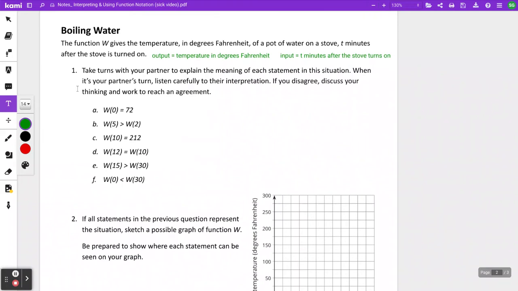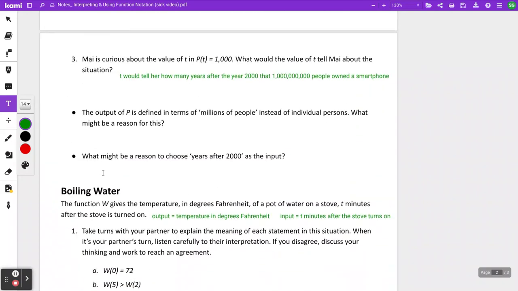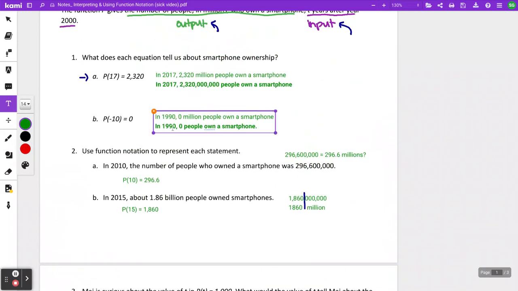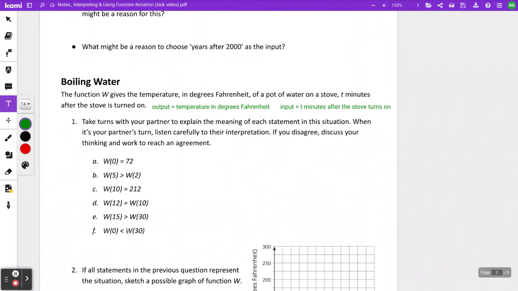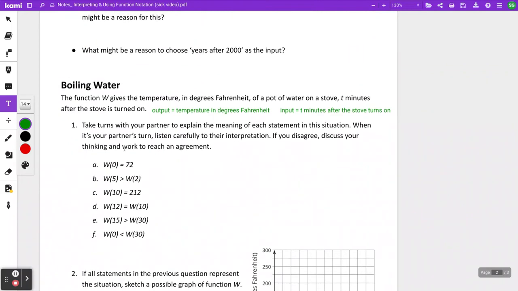And that just gives good advice for when you're working with a partner, right? When it's your partner's turn, listen carefully to their interpretation. If you disagree, discuss your thinking and work to reach an agreement. Basically, you're working with a partner to see if you can figure out what these 6 statements here are saying. So you're coming up with like a phrase or a sentence to describe each of these. We were doing that up here with these first 2 questions. I think the biggest difference is up here, we were only working with equations. And look here, we've got some inequalities mixed in too. Go ahead and try to come up with these 6 statements and what they're describing.